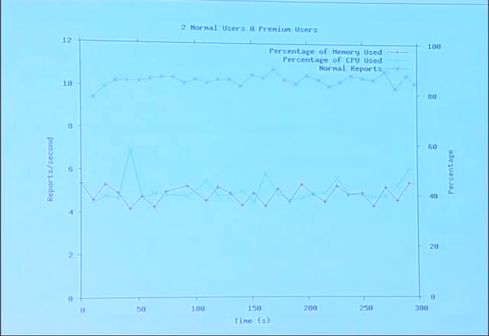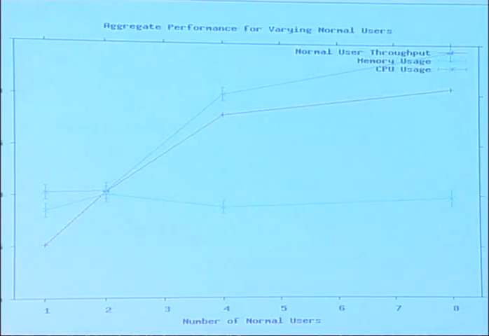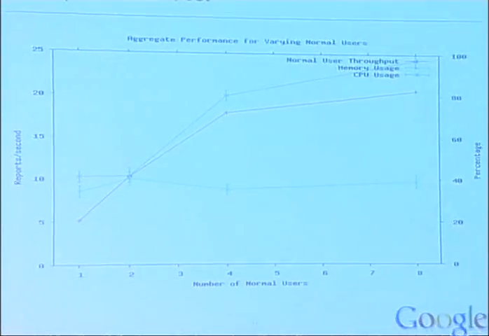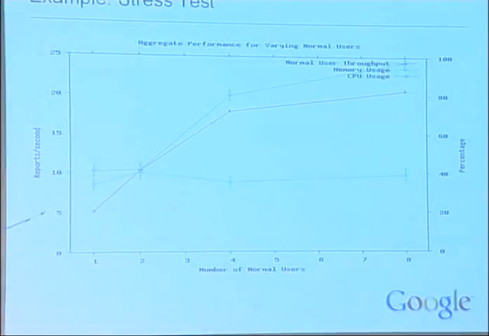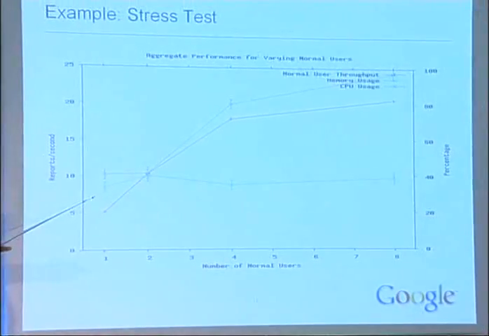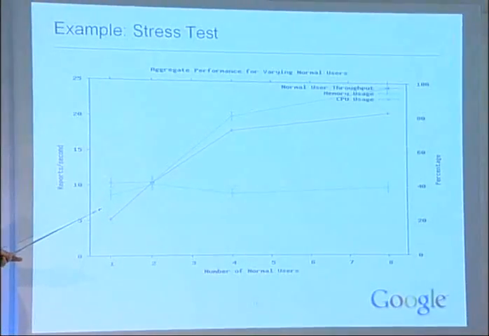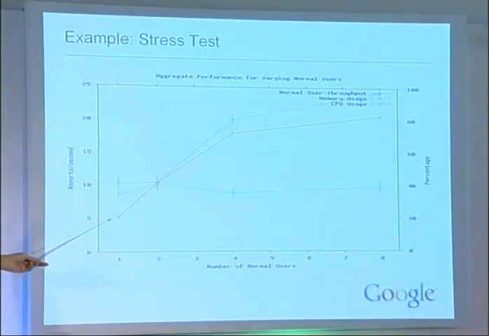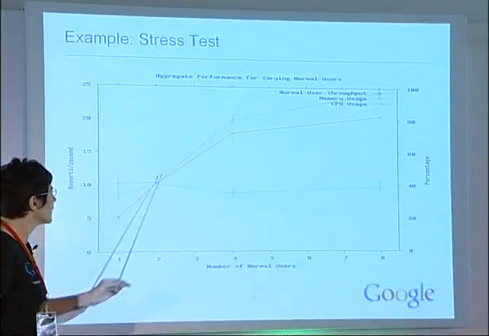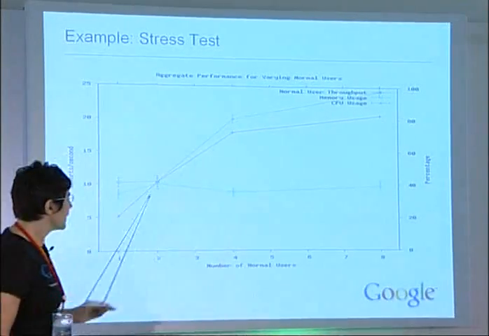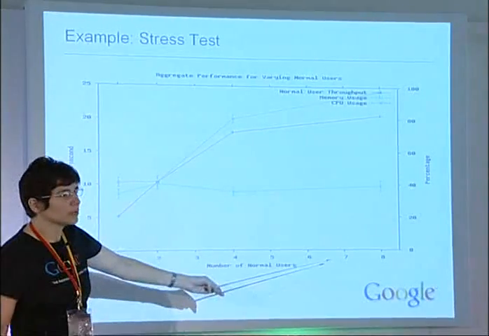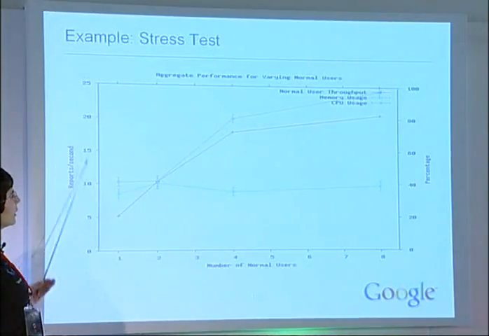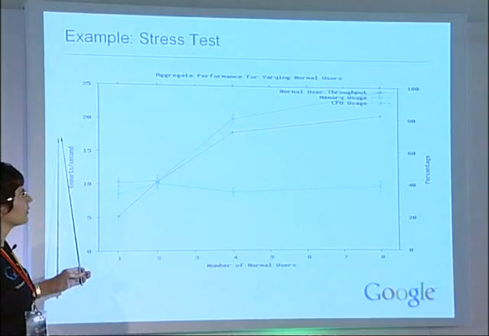And so I'm going to repeat this with a whole bunch of variations for the number of normal users, and this is on a small subsystem that we've set up. What I'm really looking for is the red curve, I think. Yeah, the normal user throughput. This is the curve that I'm looking for, right? I want to find out, as I'm increasing the number of normal users, which is the load on the system, what is happening with my throughput, in this case reports per second.